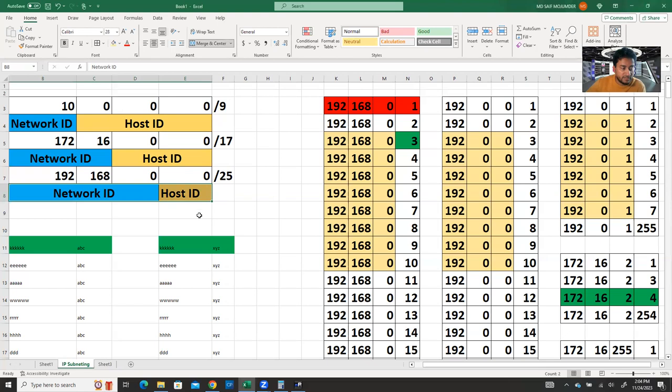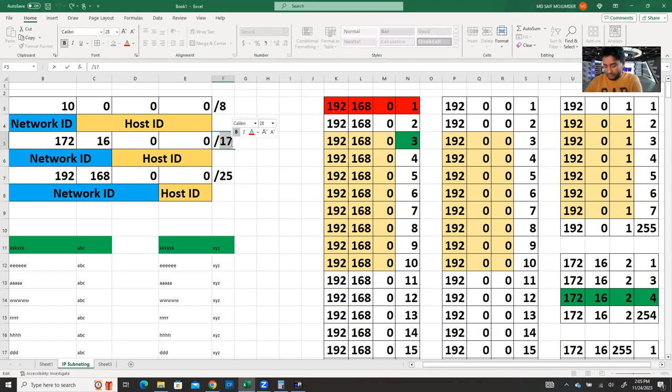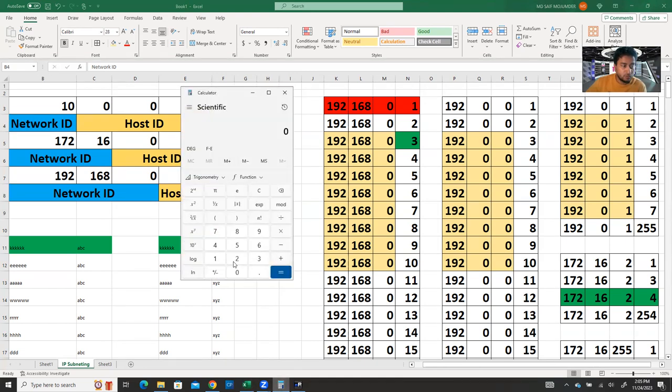Now I just missed one thing I need to show you guys. How many networks and how many hosts you can create with all those slashes, slash 8, slash 16, and slash 24, right? Definitely 8 means the first 8 bits, that means the first octet is dedicated for network, but we don't know how many networks we can create, right? So there's a simple calculation. The formula for networks is 2 to the power n.